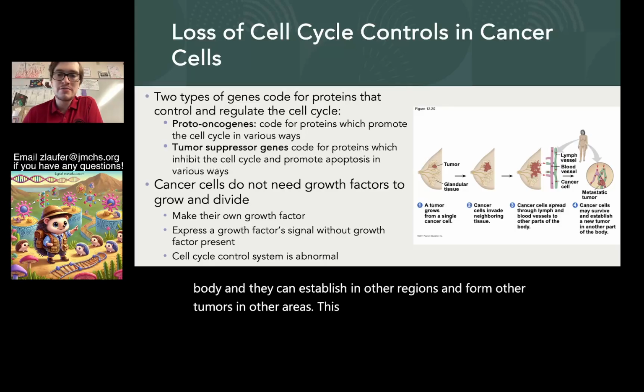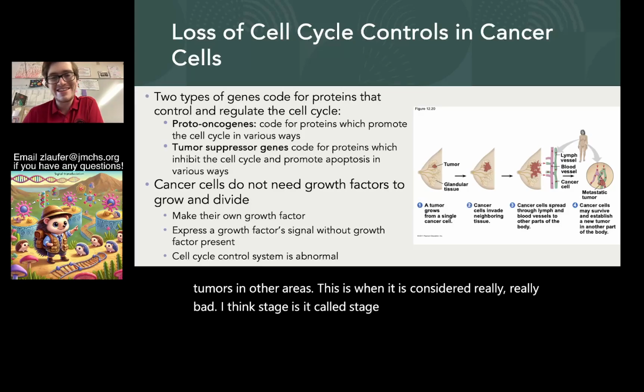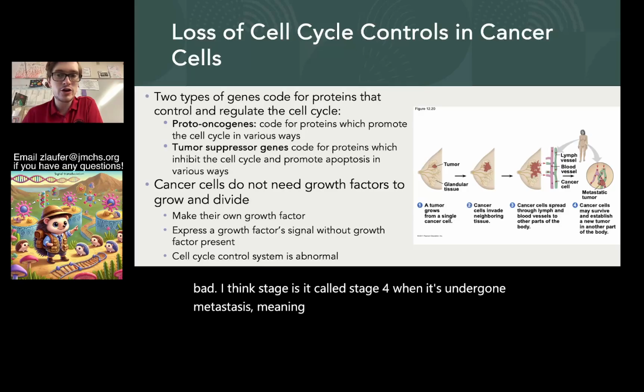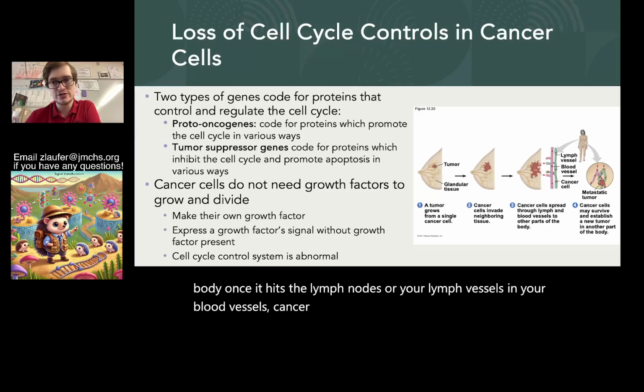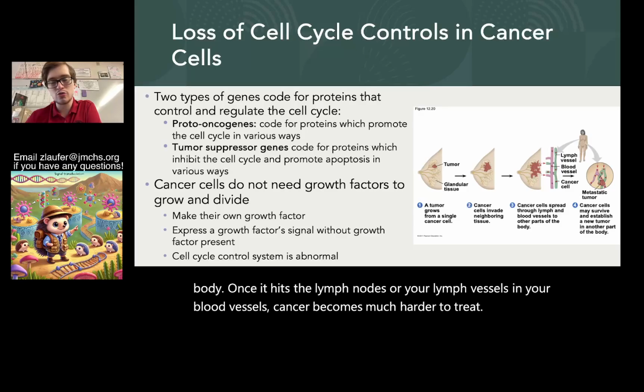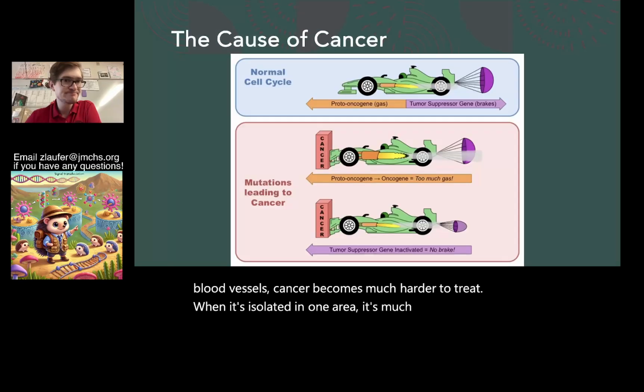This is when it is considered really, really bad. I think it's called stage 4? When it's undergone metastasis, meaning it has spread to a different location in the body. Once it hits the lymph nodes or your lymph vessels and your blood vessels, cancer becomes much harder to treat. When it's isolated in one area, it's much easier.